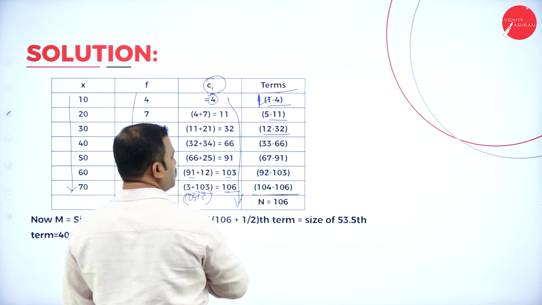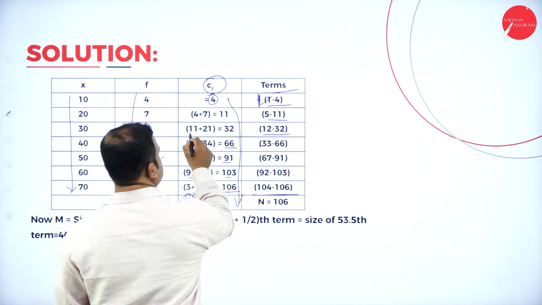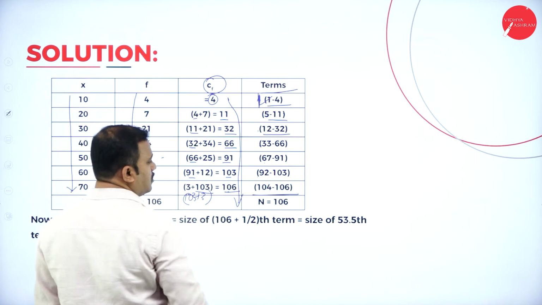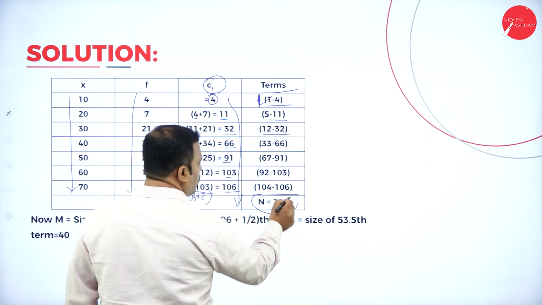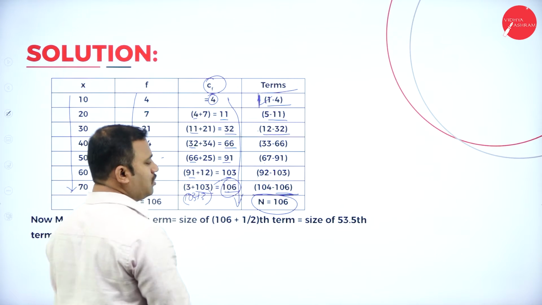91 minus 103. Then 66 minus 91, 32 minus 66, 11 minus 32, 4 minus 11. These are the terms I am getting here. So totally, if I see the operations like this, what is the value of n? The last term, n is equal to 106.